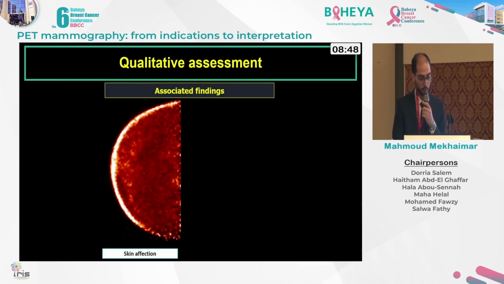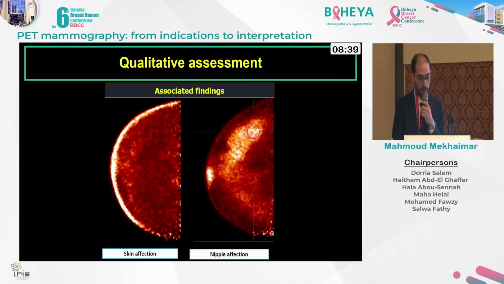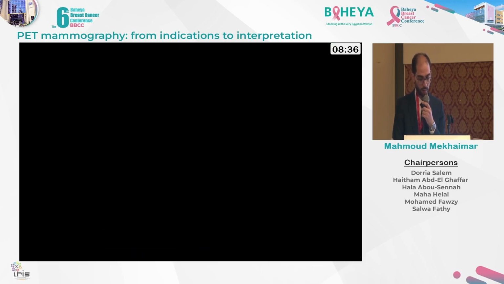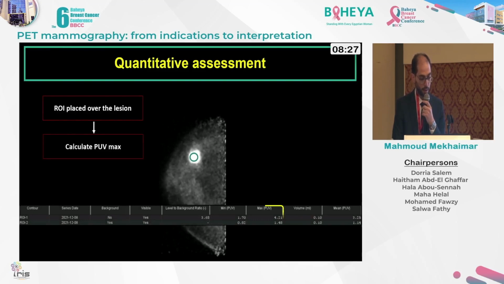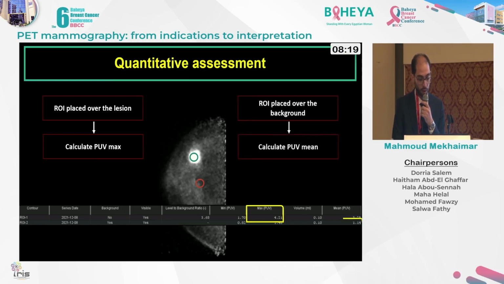Associated findings can also show diffuse skin increased uptake, denoting skin infiltration, or increased nipple activity denoting infiltration. For quantitative assessment, two ROIs are placed. The first one is placed over the lesion to calculate the SUV max. The second ROI is used to calculate the background SUV mean. It should be placed over a normal breast area representative of mixed fibroglandular and fatty tissue. The LTB ratio is calculated as the ratio of SUV max of the lesion to the background SUV mean.